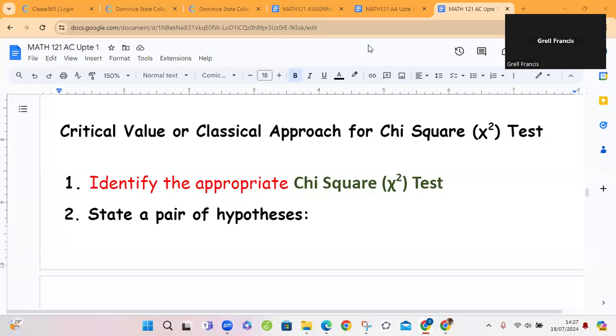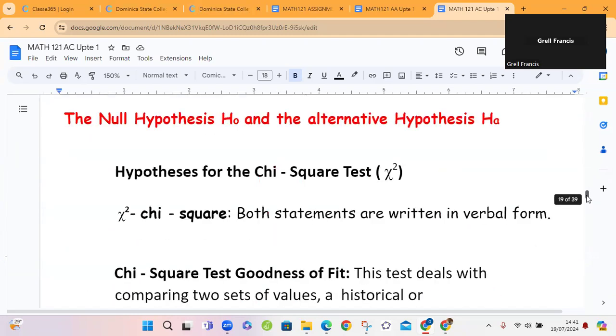Here we are going to discuss the critical value or classical approach for chi-square test. So first, you've got to identify the appropriate chi-square test. And then second, you have to state a pair of hypotheses. So after the appropriate chi-square test has been identified and the pair of hypotheses have been stated, this will be guided by the actual example.